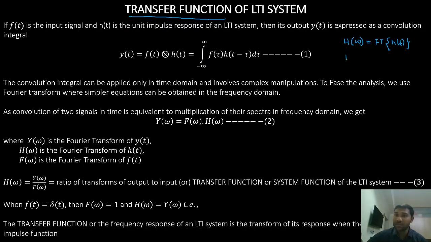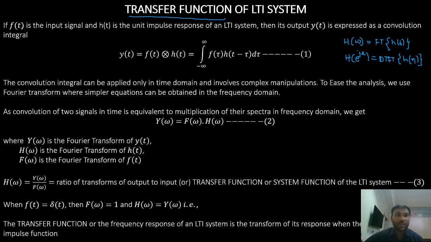For discrete time systems, it is H of e power j omega, which is nothing but the DTFT, or the discrete time Fourier transform of h of n. Now we'll see how we arrive at the transfer function.